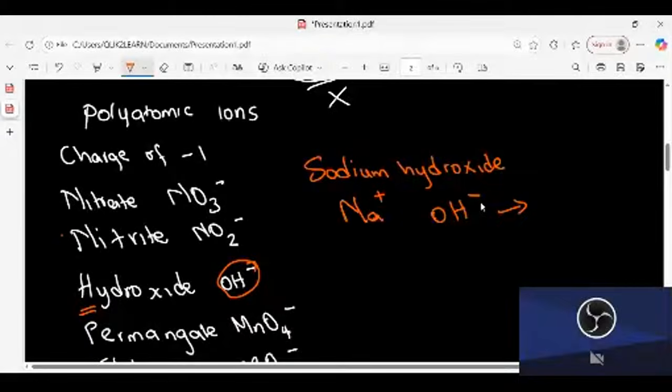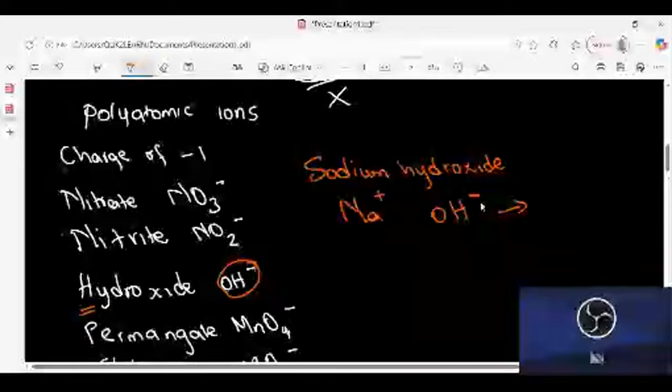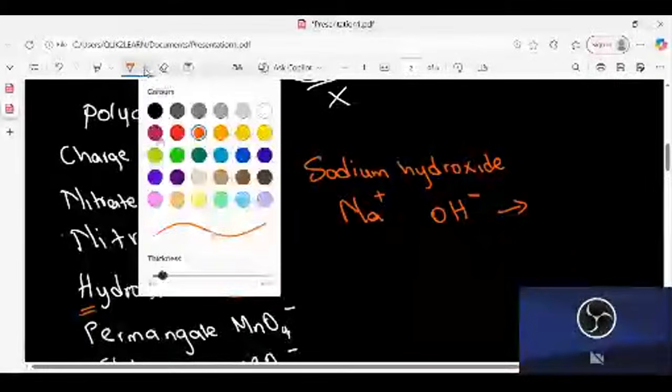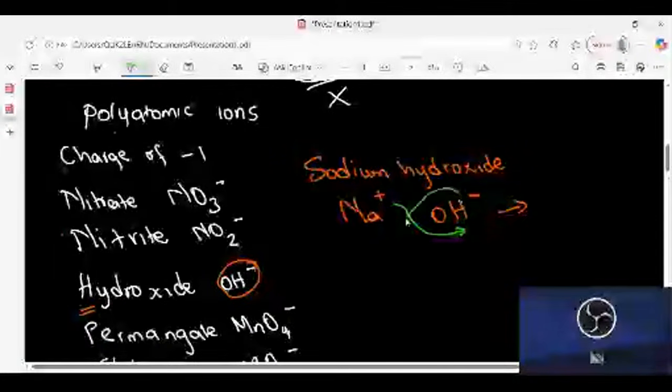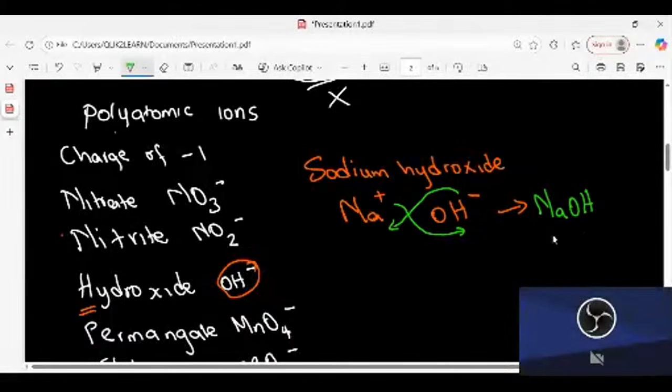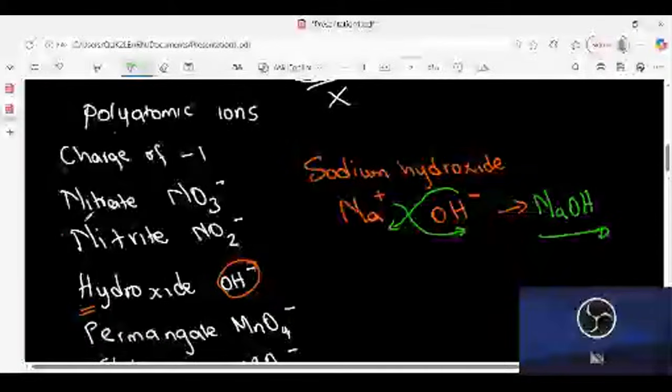What will be the chemical formula for sodium hydroxide? Remember we said we have a charge of 1 and minus 1. So we're going to bring the 1 here and then this one here, but we don't consider the signs. So it's the same as writing this as NaOH, with, remember, it's 1, 1. We don't write it, you just leave it like NaOH.